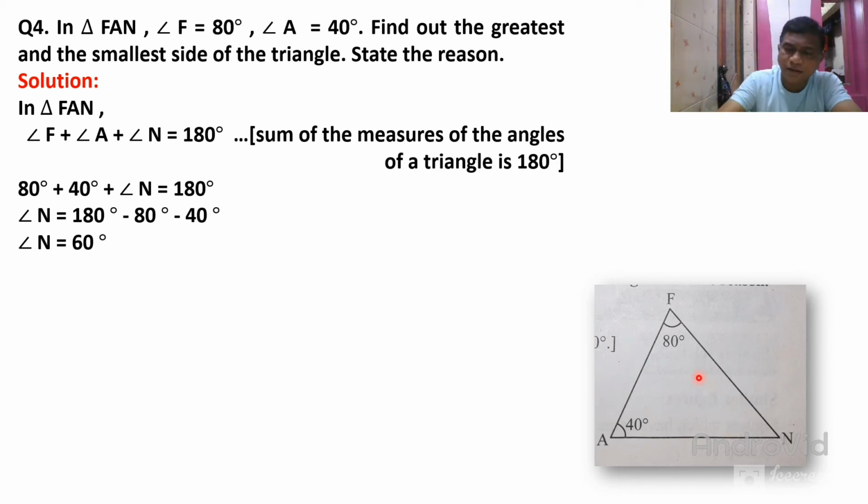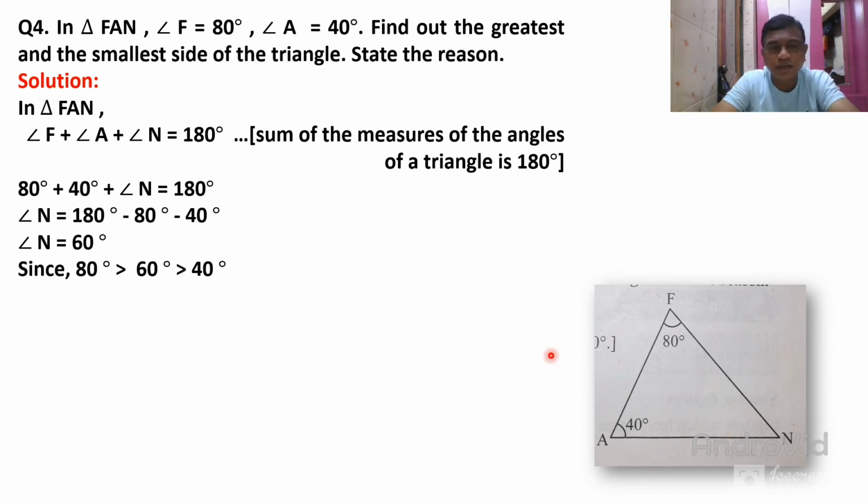So the greatest angle's opposite side is longest. So here it is written that 80 degree is greater than 60 degree, and 60 degree is greater than 40 degree. Okay, it is very simple to understand. Whichever angle I say is greater, that I write first. So this is the 80 degree, greater than 60 degree, greater than 40 degree. So 80 degrees, which angle? F. So angle F is greater than angle N. Angle N is greater than angle A. So the greatest angle is F and the smallest angle is A.